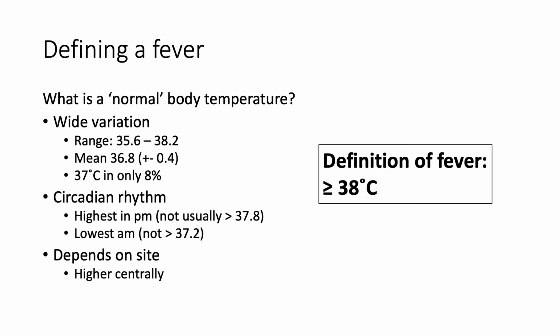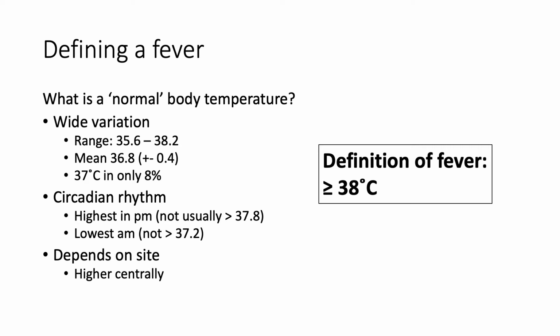So in order to define what a fever is, we first need to understand what a normal body temperature is. And just like any biological measure, there's a lot of variation between people and between occasions. So when this is measured in whole groups of healthy people, there's quite a wide range, between about 35.6 degrees to 38.2, and this is in healthy people, so healthy people can have temperatures above 38. The mean in large population samples of healthy people is 36.8, with the standard deviation on each side of 0.4.